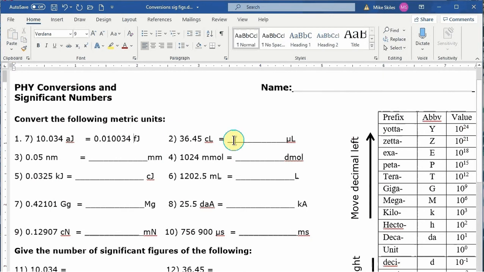0.0010034 femtojoules. Let me double check that. So there was the decimal point, and I went 1, 2, 3 places to the left, and so that's my answer. And then what I would do is my answers I would highlight. So that draws attention to them.